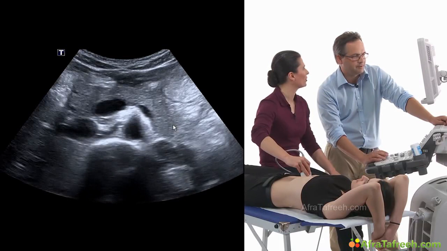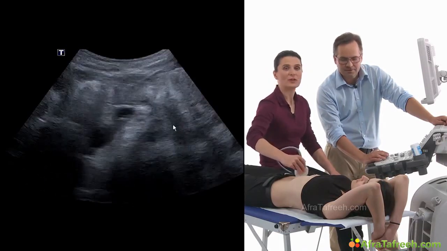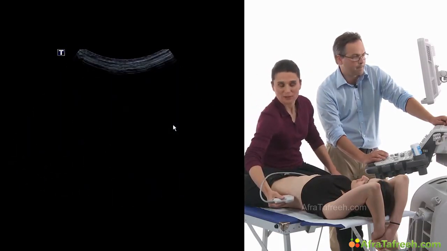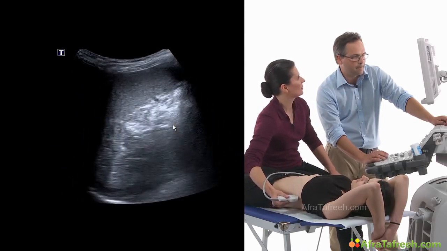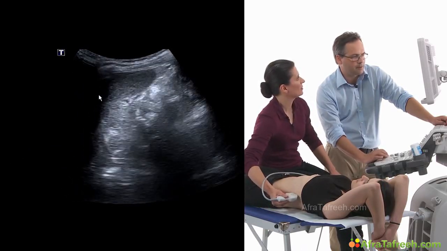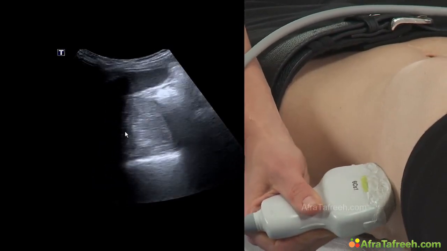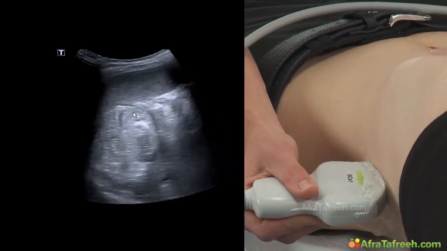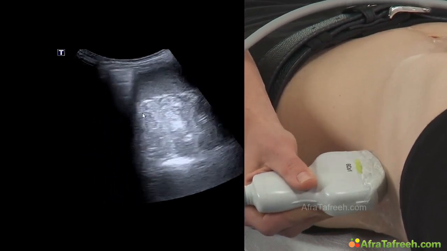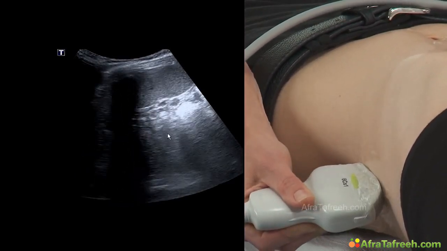We want to see more of the pancreas tail. So I place my transducer in the left lateral intercostal space. Display the spleen. Spleen over here. And there's the splenic vein. Inhale, please. Fill stomach. And over here it is.